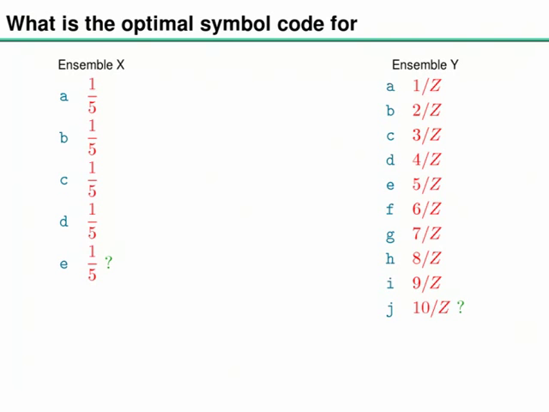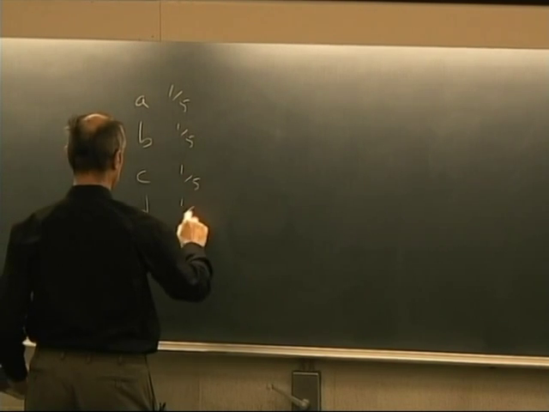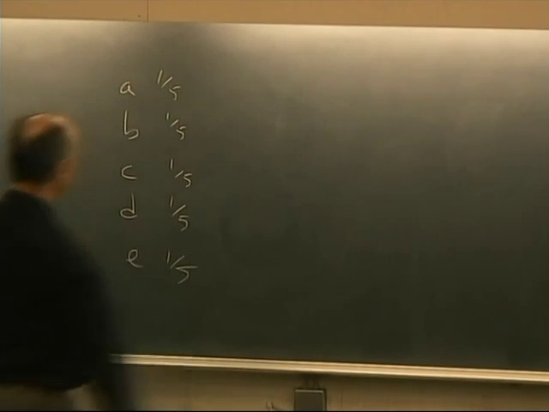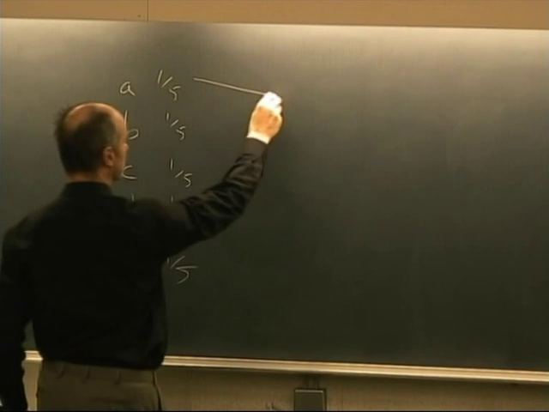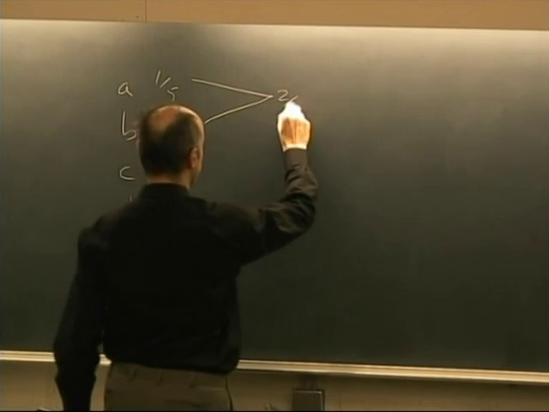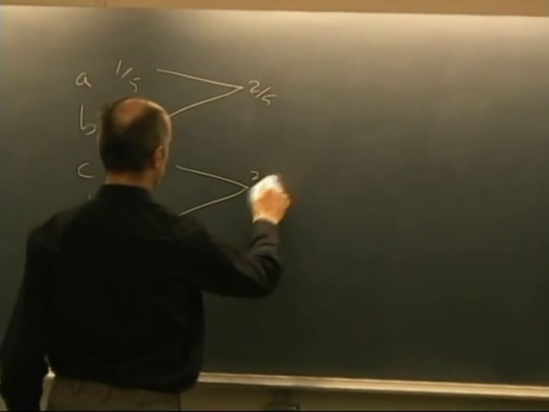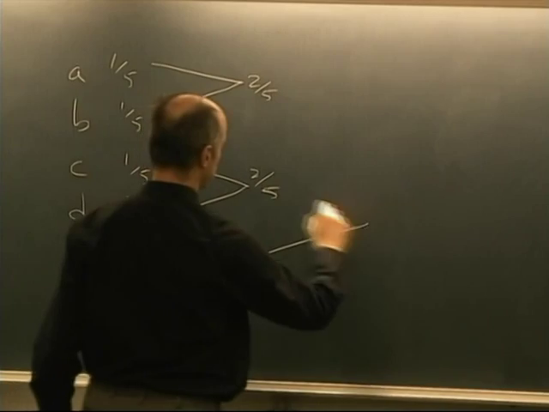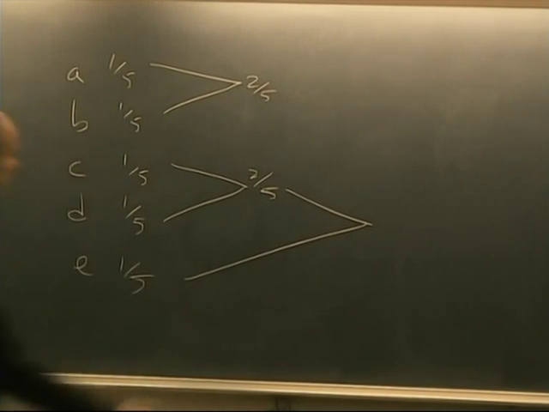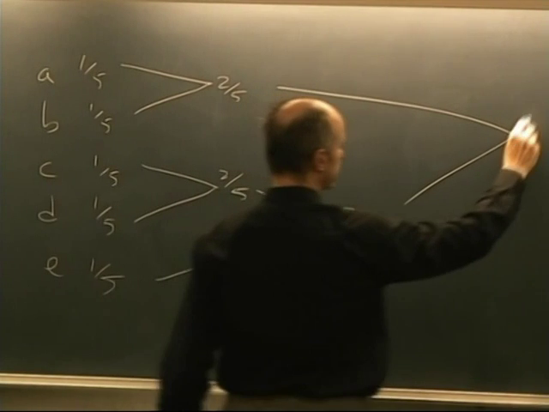So if the probabilities are a fifth each, the Huffman algorithm says combine the two smallest probabilities. You can take your pick. That gives you 2/5. Combine the two with smallest probability. Then combine the two with smallest probability. Again, take your pick. And then combine these, and we've got one.